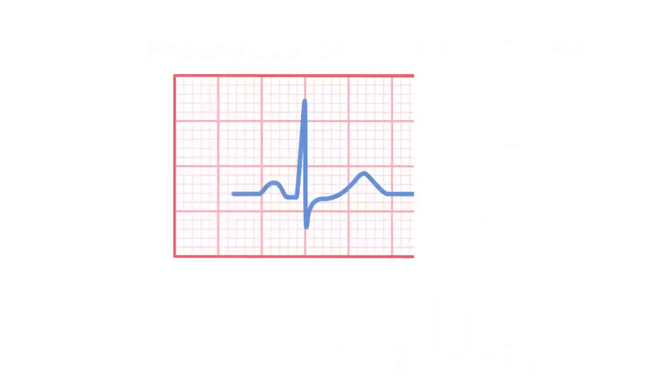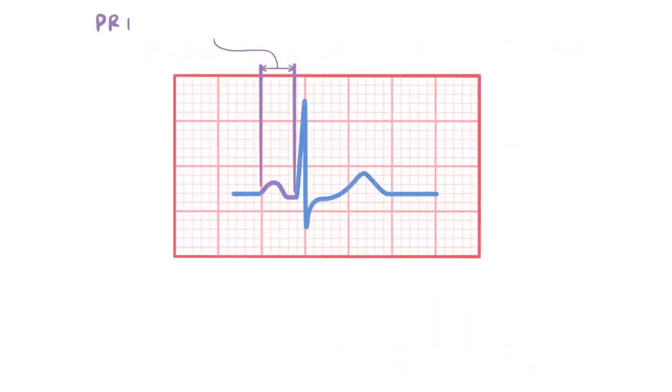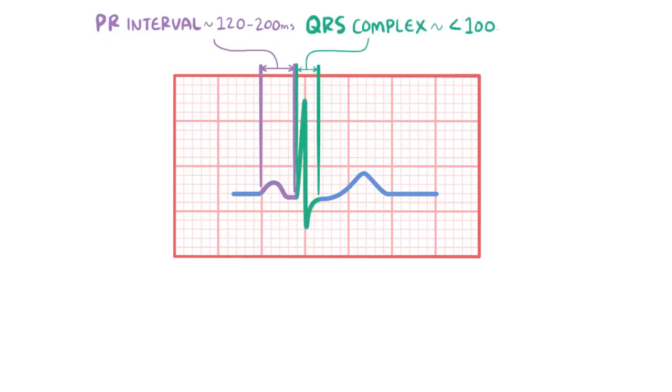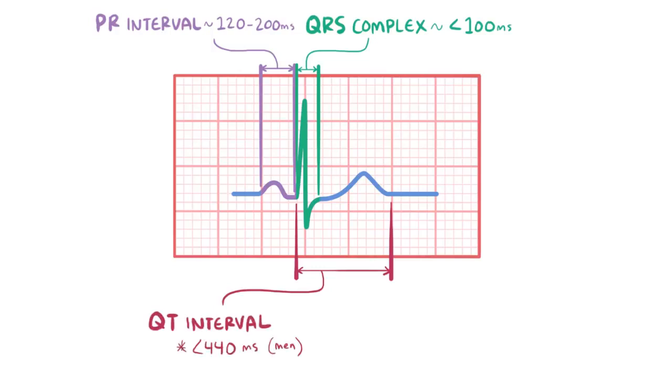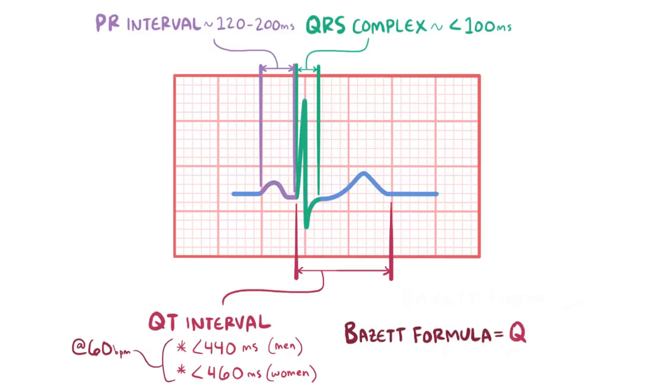Alright, as a quick recap, an ECG waveform has a PR interval that's usually 120 to 200 milliseconds, a QRS complex that's less than 100 milliseconds, and a QT interval that's less than 440 milliseconds in men and 460 milliseconds in women. But it's important to remember that these are the rates at 60 beats per minute. And the Bazett formula can be used to find the corrected QT interval to compare to rates other than 60 beats per minute.